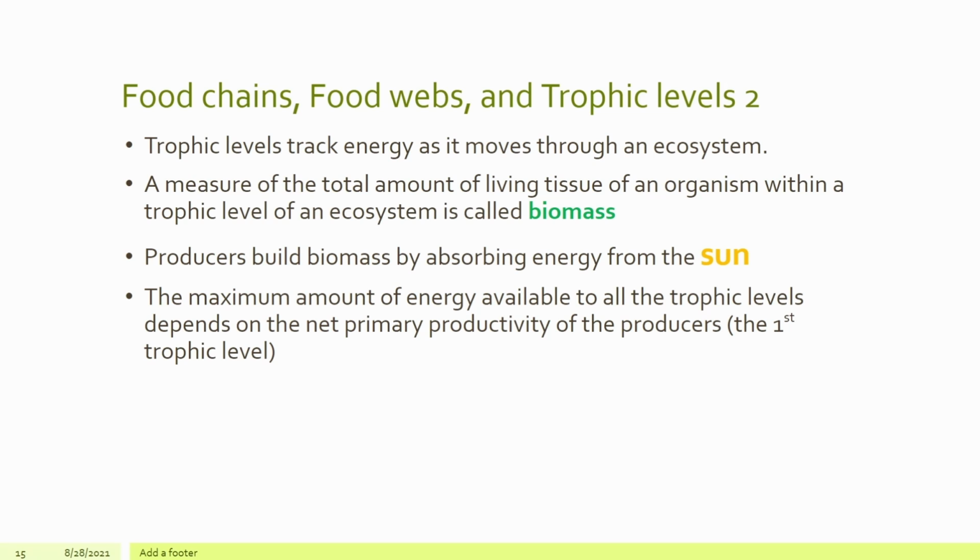And so the maximum amount of energy available to all the trophic levels depends on the net primary productivity of the producers. Because if they have the most biomass, because they produce the most energy, because they're getting it directly from the sun, as we move up the trophic levels from the first to second, third, fourth, and so on, we're going to see less and less energy transfer.